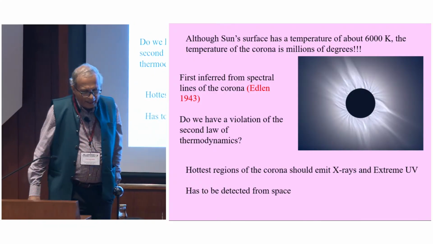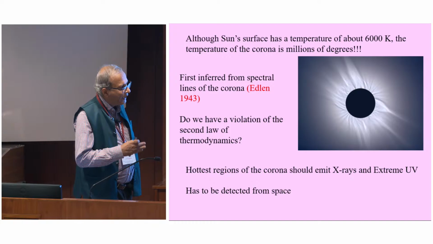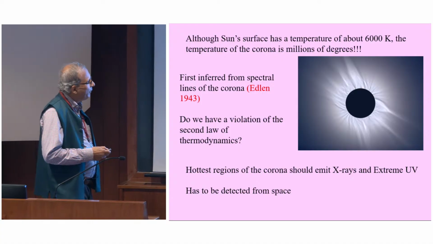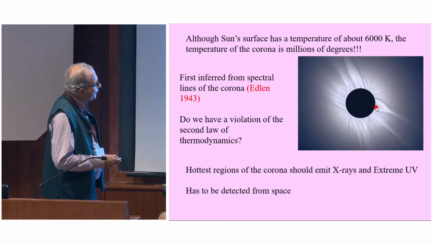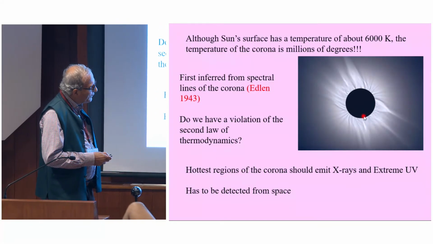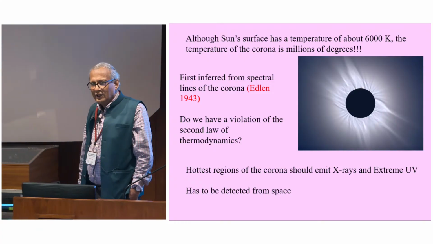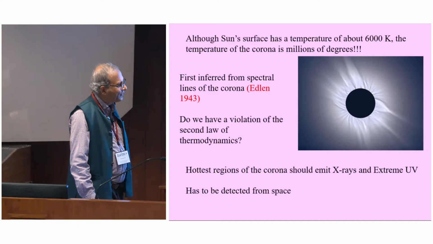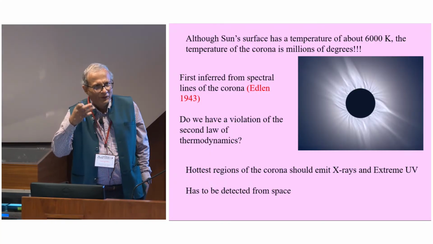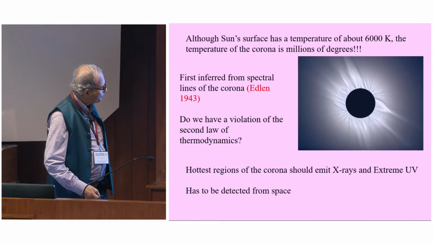And this raises an interesting question. You know that according to the second law of thermodynamics, heat flows from regions of high temperature to low temperature. But here near the sun's surface, we find that heat is flowing from the surface, which is at lower temperature, towards the corona, which has higher temperature. So is this a violation of the second law of thermodynamics? Maybe I shall not answer that question, but leave it for you to think about, to see if you can come up with the answer.